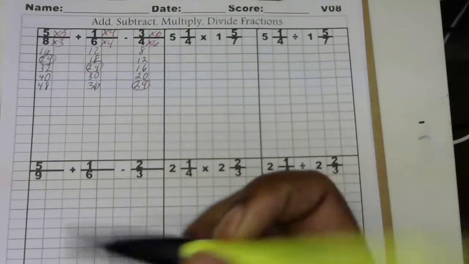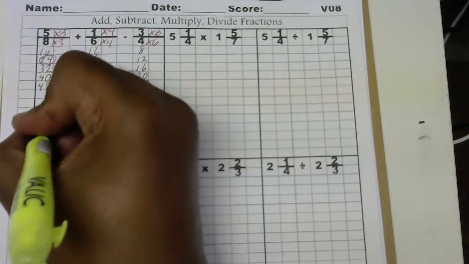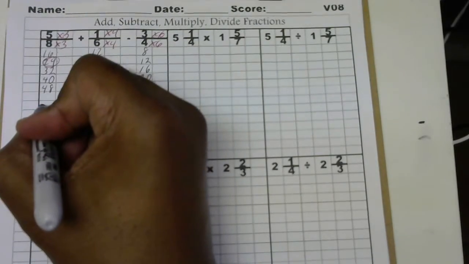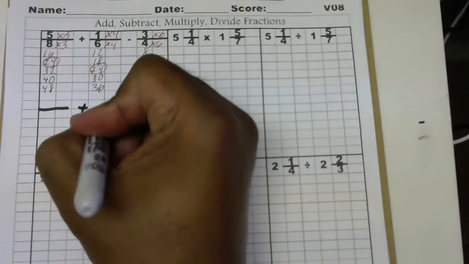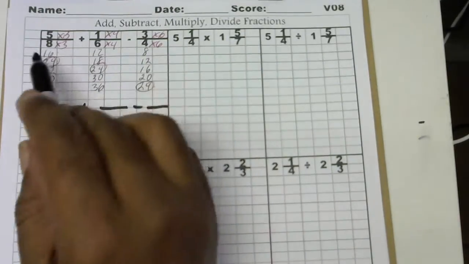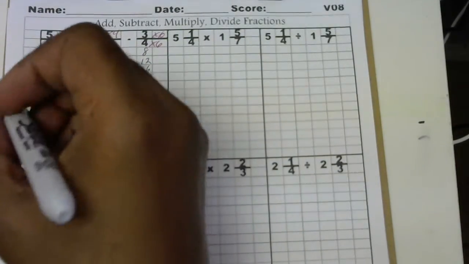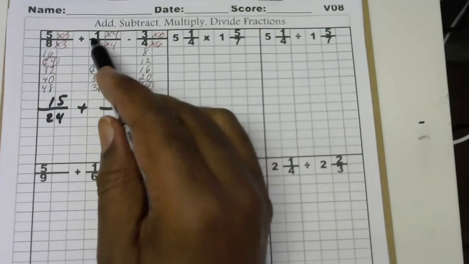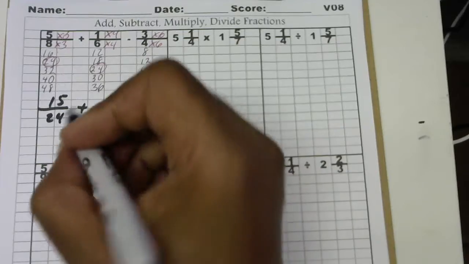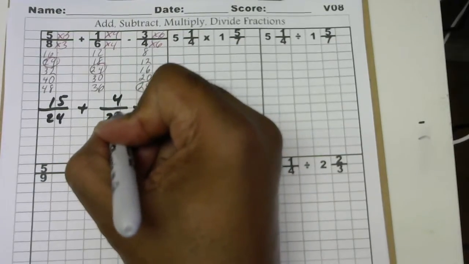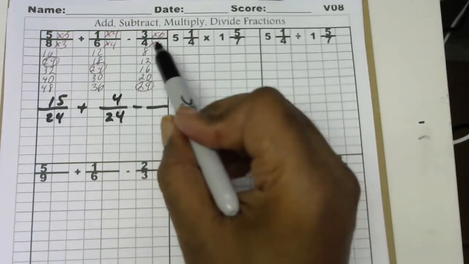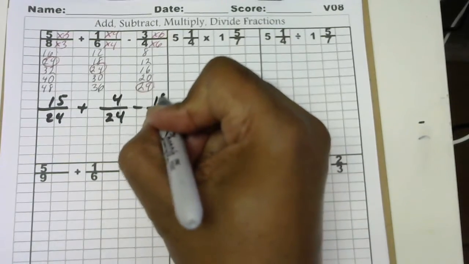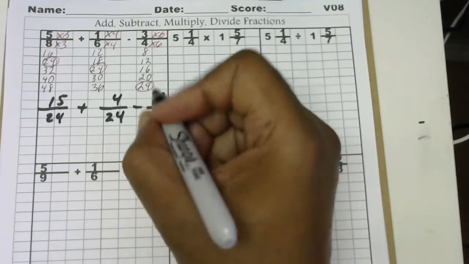So let's write those down. Let me use my thicker pen here. Okay, 5 times 3 and 8 times 3. That'll be 15 and 24. Next, we have 1 times 4 and 6 times 4. That'll be 4 and 24. And next, we have 3 times 6 and 4 times 6. That'll be 18 and 24.